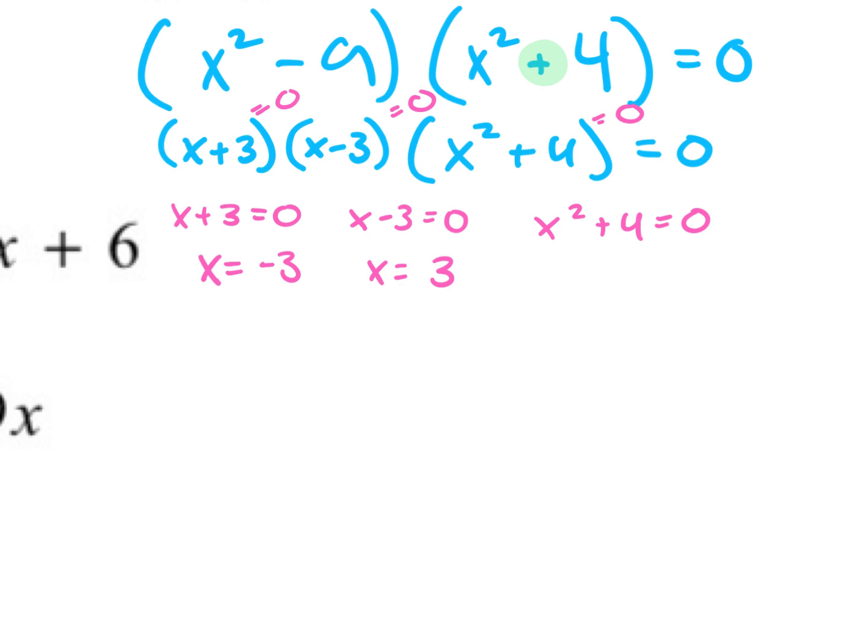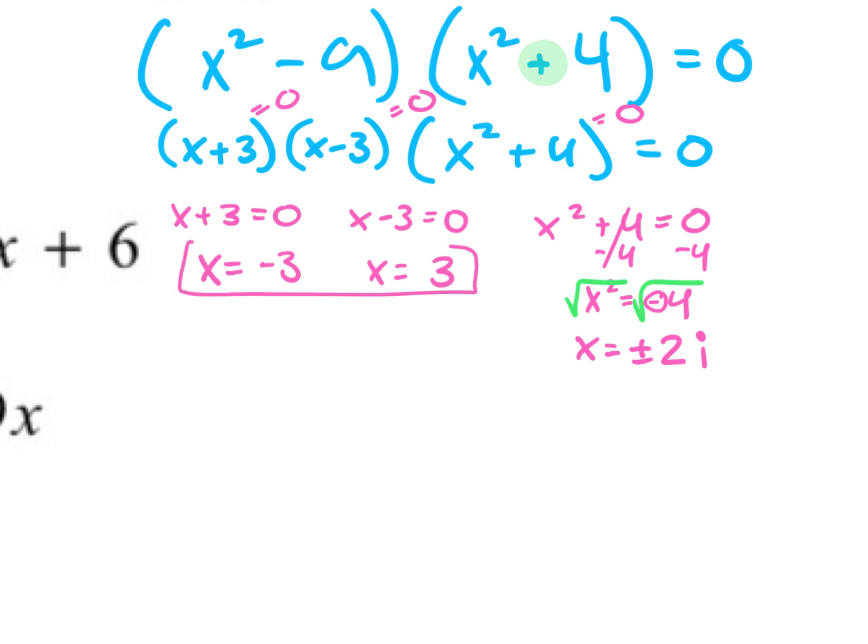How would we solve the third one? Subtract 4. So x squared is equal to negative 4. Then what? Square root both sides. So what does x equal? Plus or minus, because we took the square root of both sides, you need the plus or minus, 2i. Awesome, because the negative comes out, turns into an i, and the square root of 4 is 2. So these would be our 4 answers that we have. We have -3, +3, +2i, and -2i. But you can leave it as plus or minus on the quiz or test. That's fine.